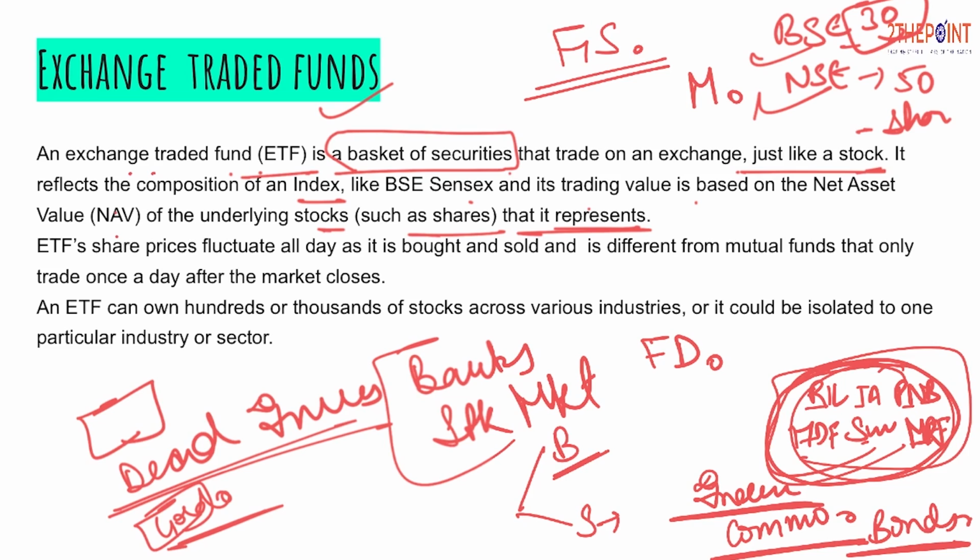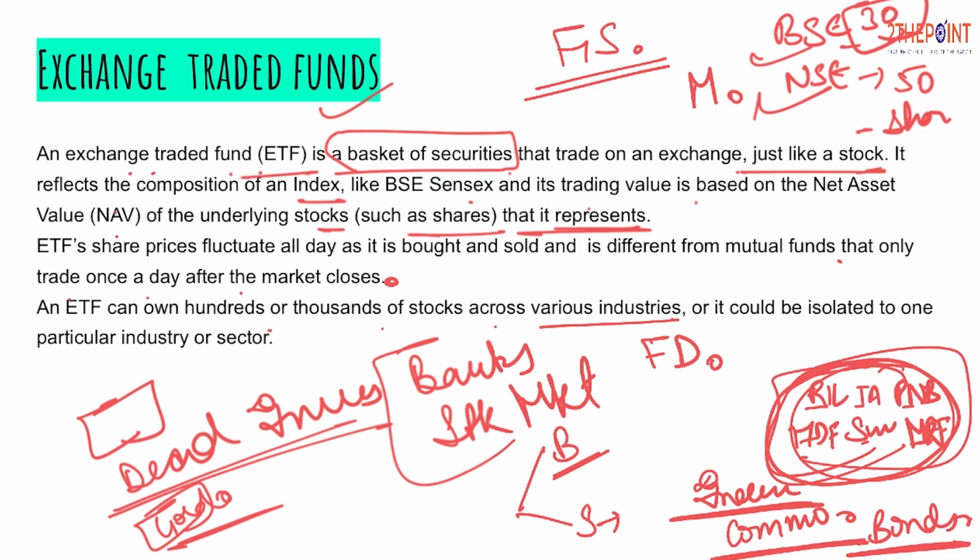ETF share price fluctuates all day as it is bought and sold, which is different from a mutual fund that only trades once a day after the market closes. So the value of this ETF keeps fluctuating throughout the day as it is bought and sold continuously. So the value keeps on changing. An ETF can own hundreds or thousands of stocks across various industries, or it could be isolated to one particular industry or sector. So in this basket we could just include shares from one particular sector.